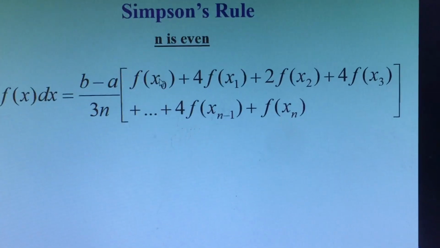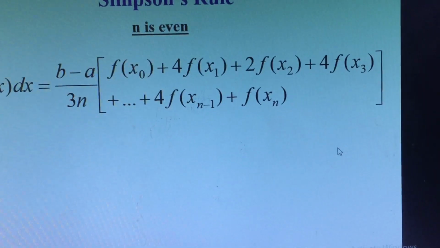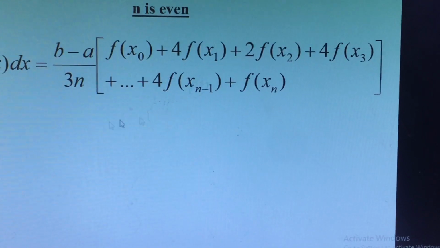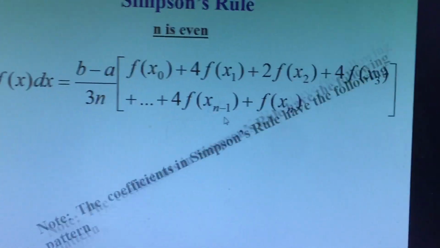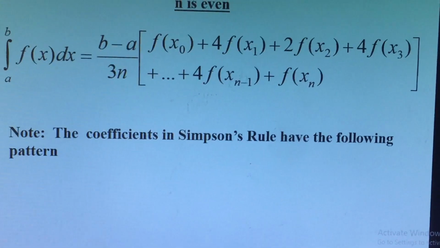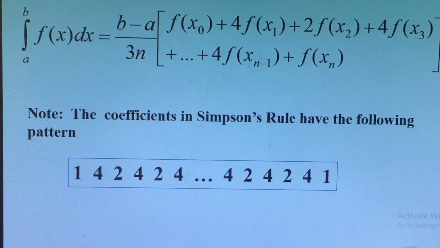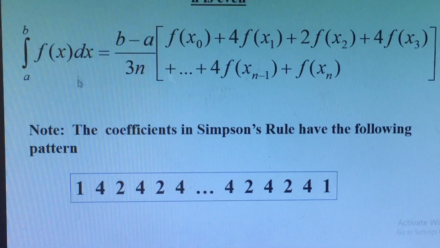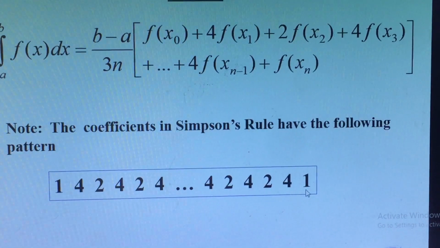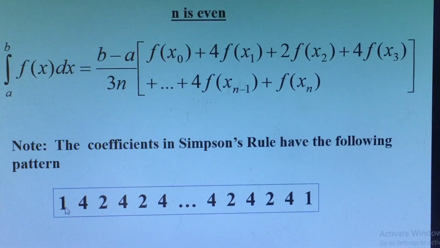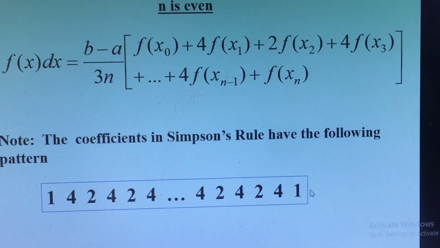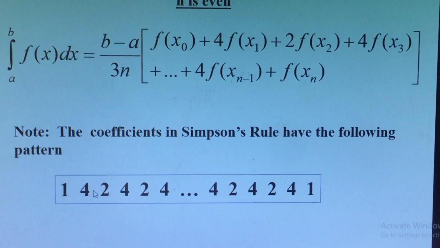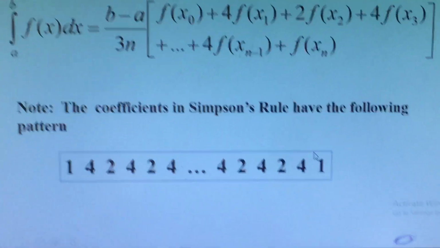But anyway, how to remember this formula? F of x naught and f of xn are the same. And then here the order is like 4 2 4 2 4 2. The coefficients in Simpson's rule have the following pattern, right? Like 1 4 1, where the 1 and 1 are constant, fixed. This is f of x naught, this is f of xn. The coefficients for f of x naught is 1, for f of xn is 1. And then the pattern is like 4 2 4 2 4 2 4 2.